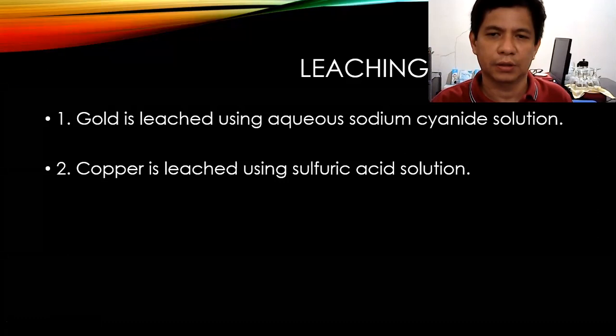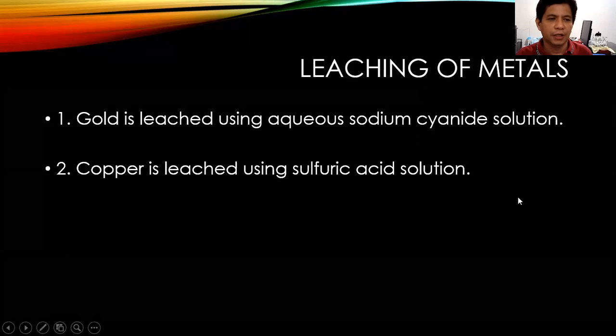Leaching of metal. As I mentioned earlier, gold is leached using aqueous sodium cyanide solution. Because if you still remember, gold is quite difficult to dissolve. In the laboratory, it's only aqua regia, which is concentrated HCl plus concentrated nitric acid, before gold dissolves. So it's very fortunate that earlier they discovered that gold is soluble in sodium cyanide solution. We have many gold mines in the Philippines, so that's why there is a lot of sodium cyanide solution around. That is what's poisonous.